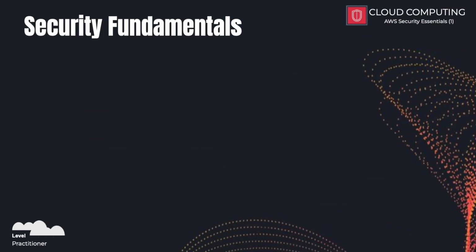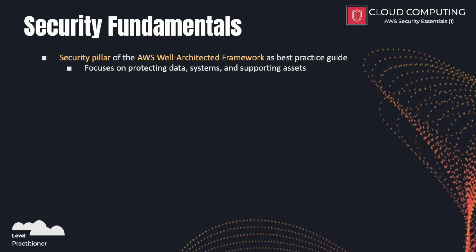Understanding this model is critical, but you also need practical guidance on how to apply it. And that's where AWS's Well-Architected Framework comes in. As you may have already watched in our previous videos about the AWS Well-Architected Framework, you may already know that security is one of the key pillars of this framework. Security is a set of best practices for designing and running workloads in the cloud, and it focuses on protecting your data, systems, and supporting resources.